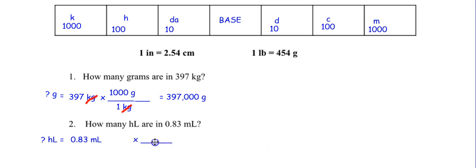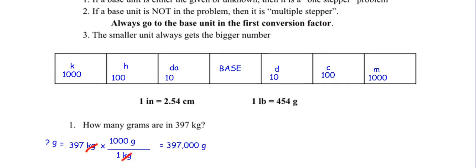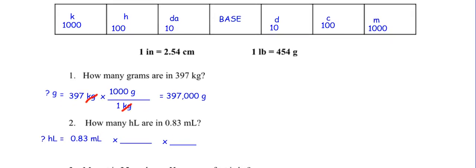So let me at least get that going. It's going to be a two-stepper, okay? Because the base unit, liters, is not part of my problem. So what unit has to go on the bottom to start with? Milliliters, all right? Well, what does it say to do up here? Always go to the base unit in the first conversion factor. So I need to go from milliliters to liters.